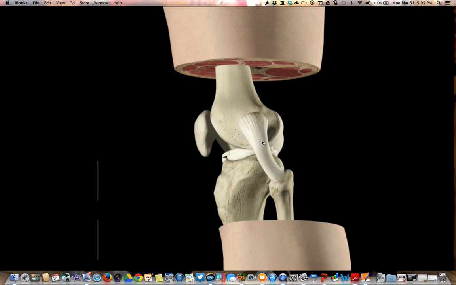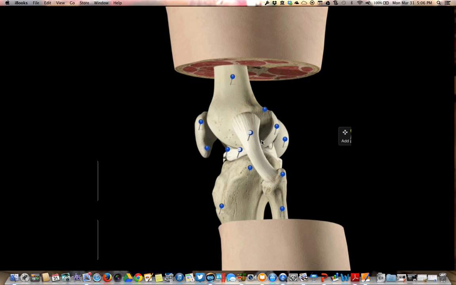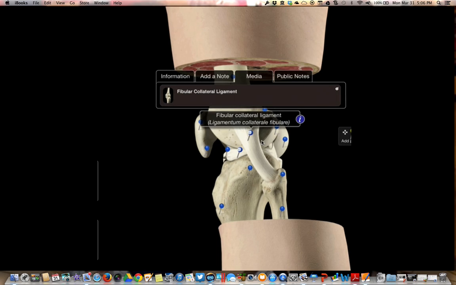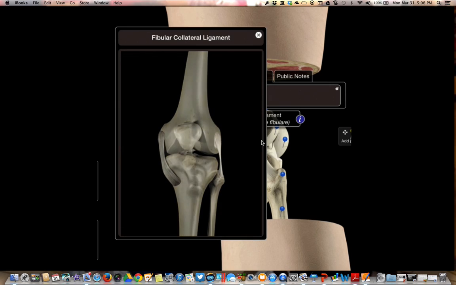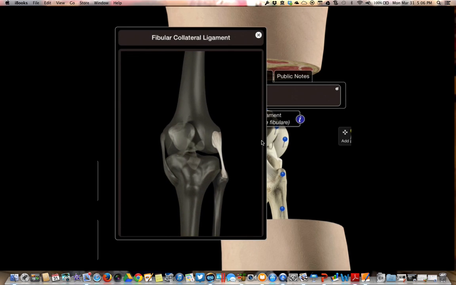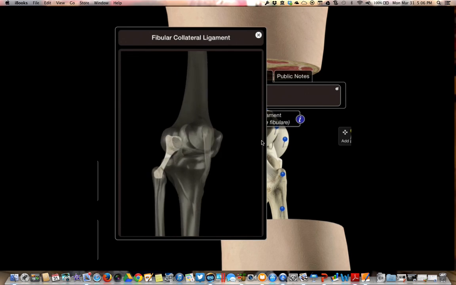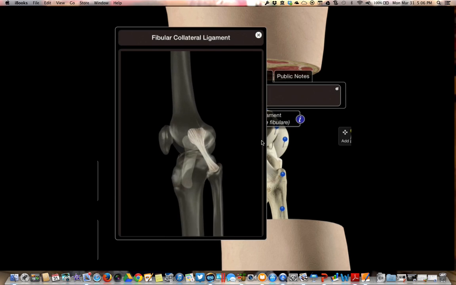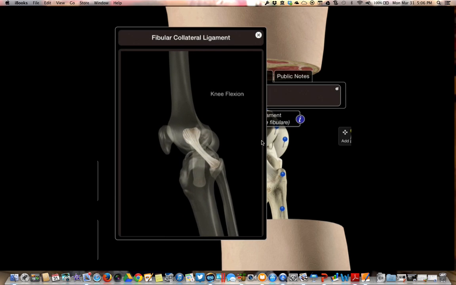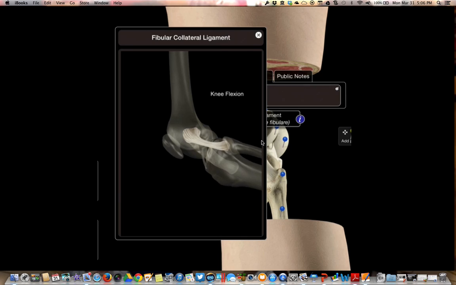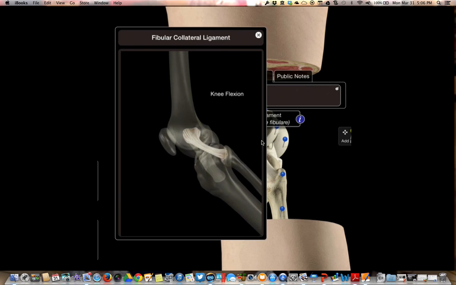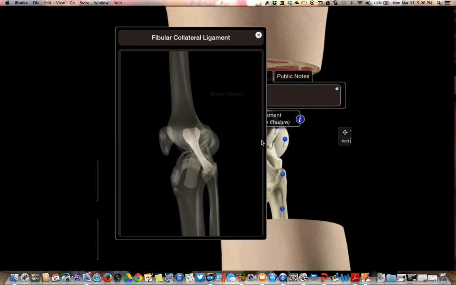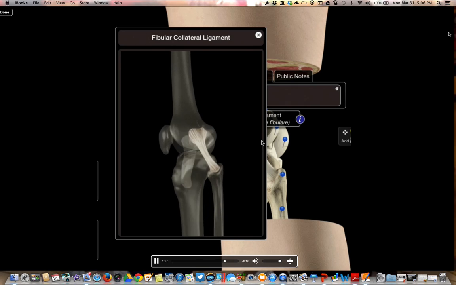We can look at that lateral collateral ligament as well dynamically, watching how the ligament tightens with knee flexion, and how the ligament moves with the varus stress as well.